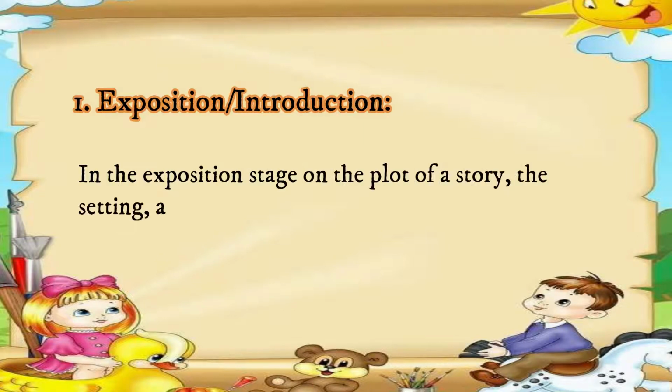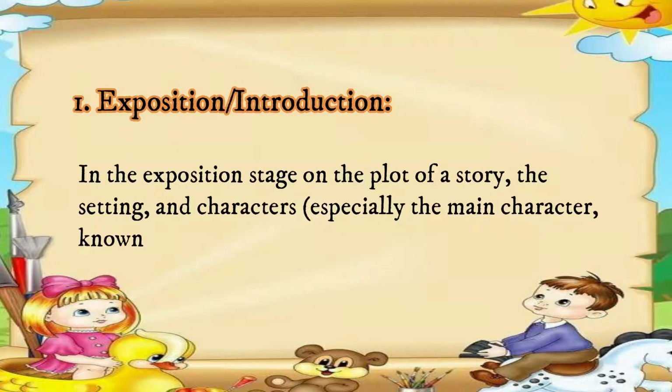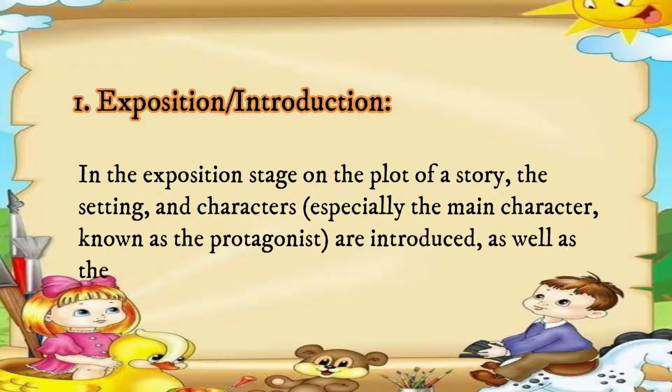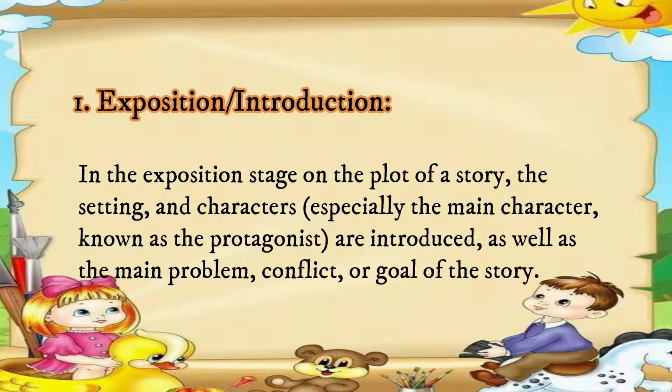Let's start with number 1, exposition or introduction. In the exposition stage on the plot of a story, the setting and character, especially the main character known as the protagonist, are introduced, as well as the main problem, conflict, or goal of the story.